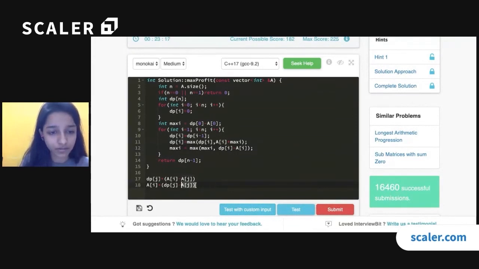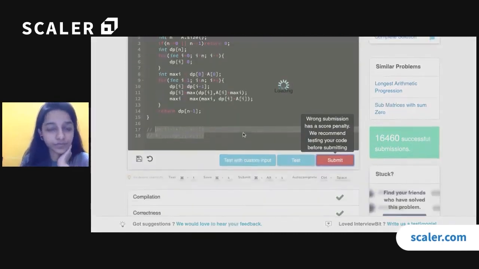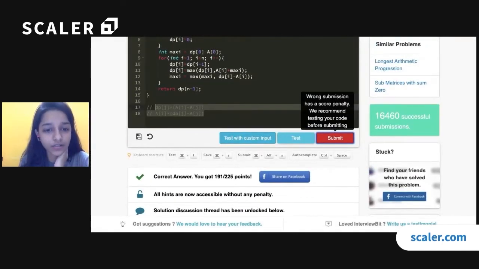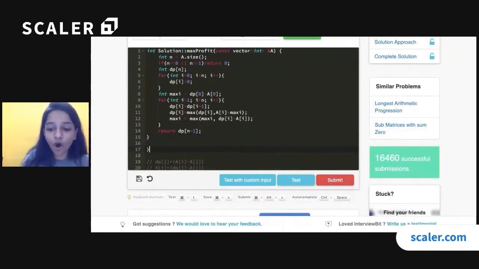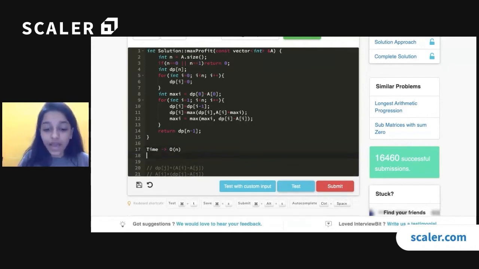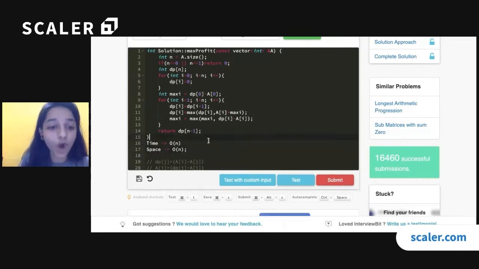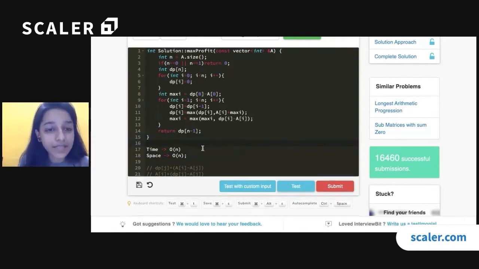Now let's see if this works. Cool, we have actually got the solution correct. We have got all the points. So now the time is order of n, and space is order of n only. But the space can also be optimized in this case.